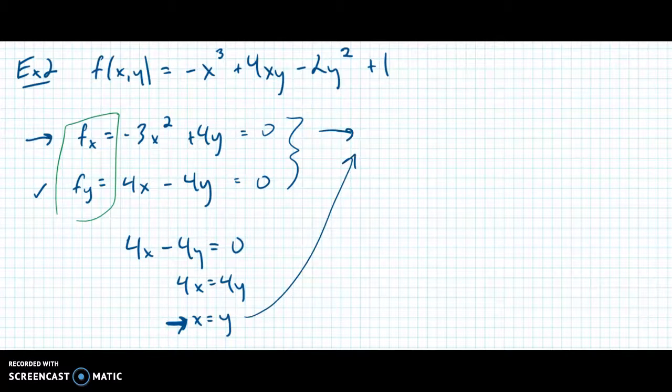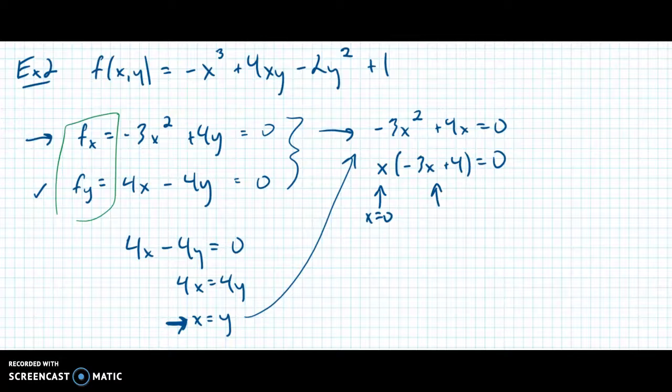Which one do I want to do? I think it's easier to say negative 3x squared plus 4x equals 0. Now what I can do is factor an x out and get x times (negative 3x plus 4) equals 0. Well, there are two ways that I can make this happen. One, x equals 0, or two, if I solve that equal to 0, I get x equals 4/3.